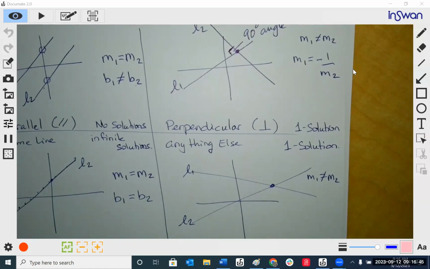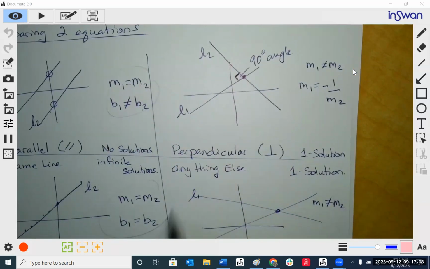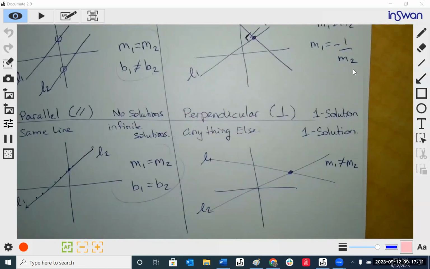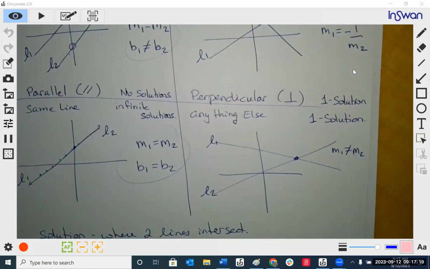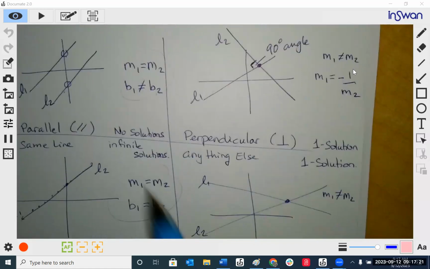So if I give you two lines and I ask you to tell me how they're related, how would you do it? How would you find the solution? This is the clue right here. Do we have any equation that tells you m and b? Which one? Slope-intercept. If I give you two equations, put them both in y equals mx plus b, and compare the slopes.